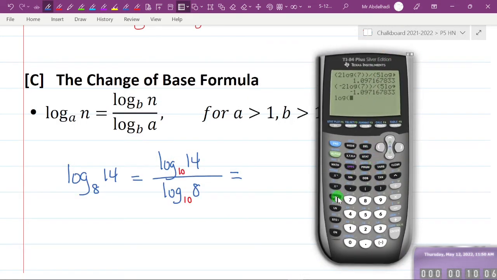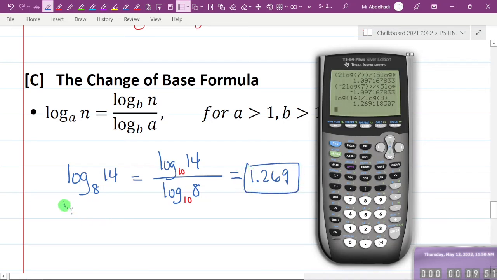So that's all I have to do there. So log 14 divided by log 8, and I get an answer. I get 1.269. Okay, so I just took the log base 8 of 14. I thought the calculator can only do base 10. Yeah, it still can't do anything other than base 10, but I was able to change the base of this from 8 to 10 using the change of base theorem. Okay, and that's the idea here.